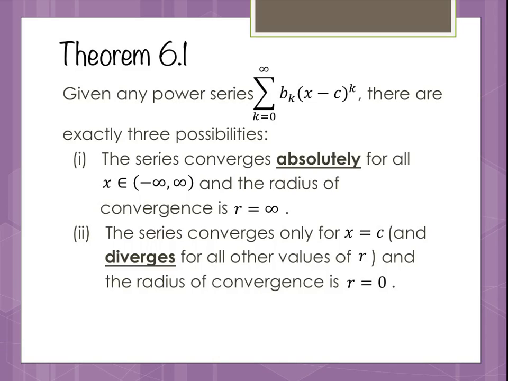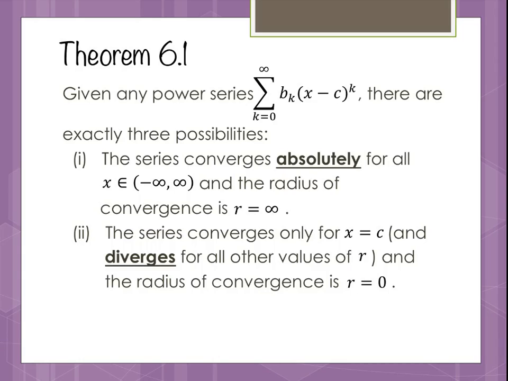Given any of these power series, there's exactly three possibilities of what can happen. One possibility is it doesn't matter what x is. It's going to converge absolutely everywhere. So negative infinity to infinity, and the radius of convergence is what we would by default call infinity. That feels awkward a little bit to me, but that's the way that it's defined whenever you work with this. So the series converges, in essence, everywhere.